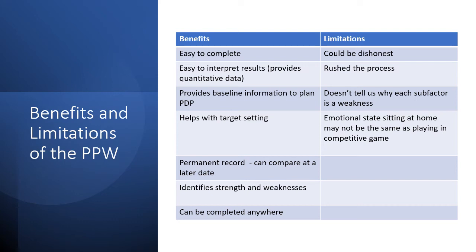coloured in the most essentially are your strengths, and the ones that you've only coloured in a couple of segments are your weaknesses. It can also be completed anywhere, so this could be completed at home in a quiet space if that gives you the place to reflect. It could be completed essentially in a changing room before you went to play your big game. It can be completed anywhere.